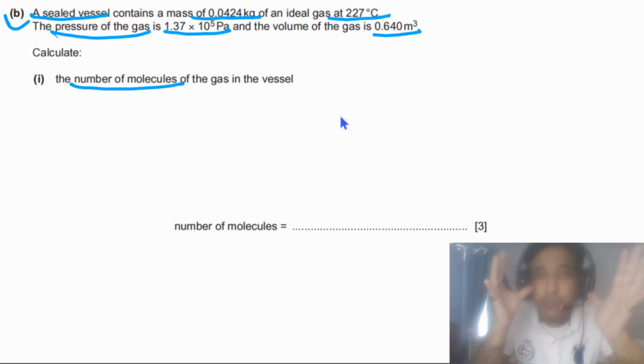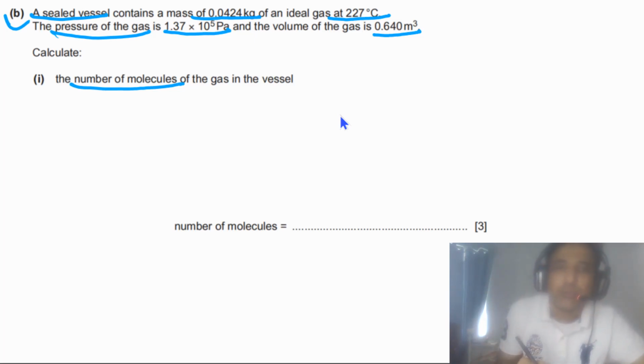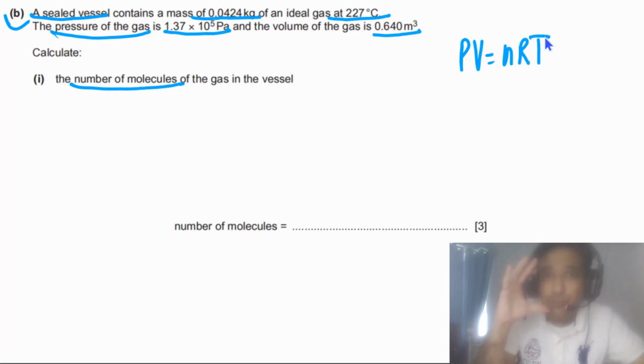Now you can see the beauty of physics. You need to count the number of molecules, and we can simply use PV = nRT. It's asking you to count the number of molecules, and simply we can use the ideal gas equation and calculate the number of molecules.